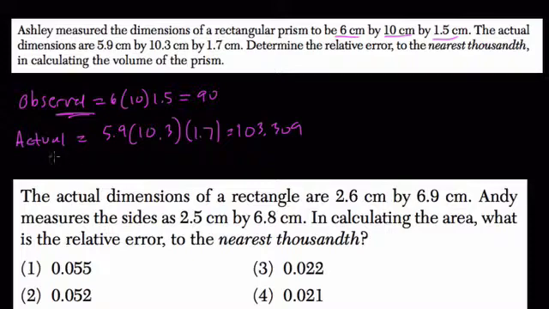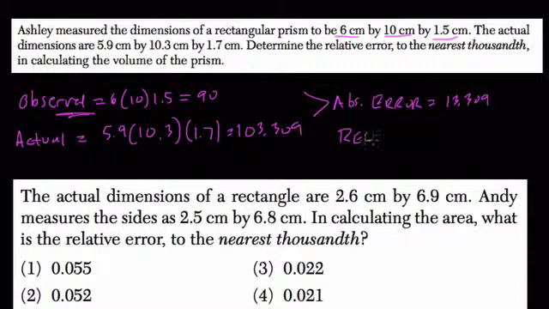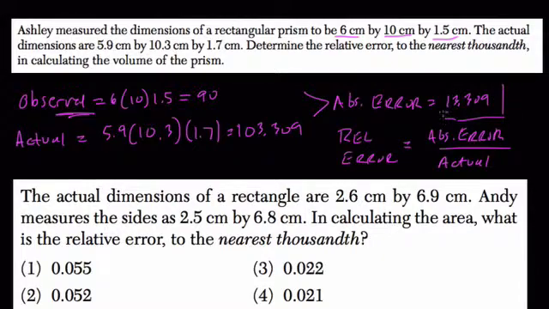Sorry, the absolute error is the difference between these two, which is 13.309. So the absolute error is just the difference of the two, and make sure it's always positive. In the end, it should be 13.309. But the relative error uses the absolute error. Relative error just says, okay, take the absolute error and write that out of what you should have gotten, the actual. So we have our absolute error right here.